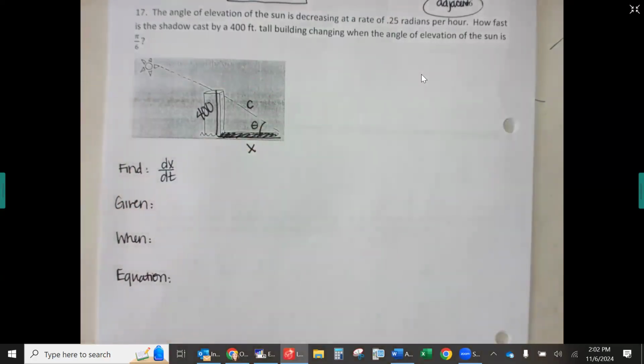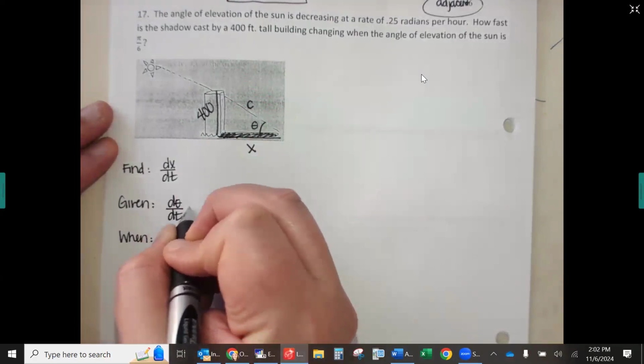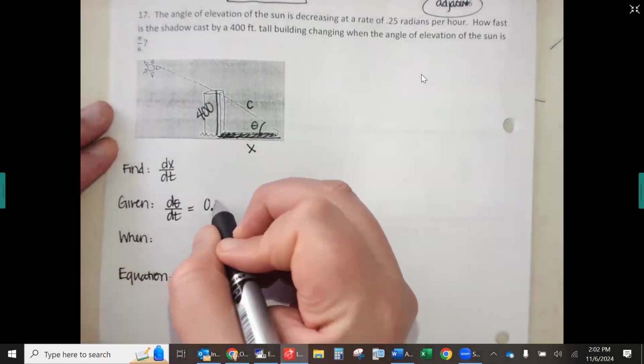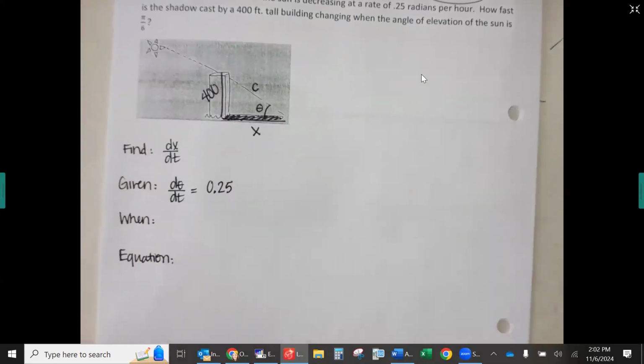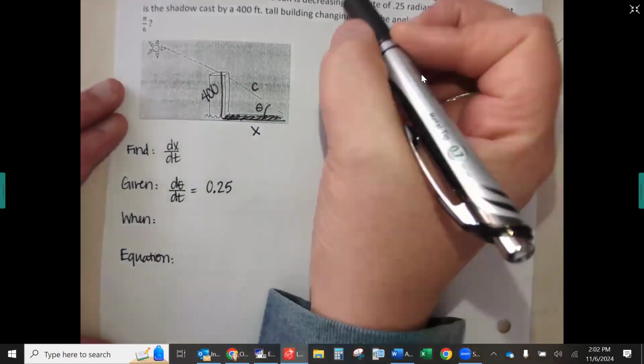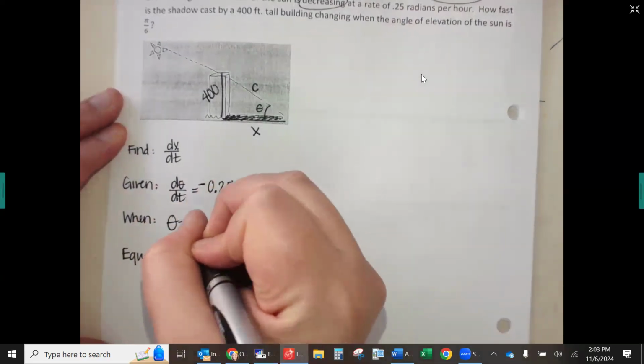Okay, what angle was I given? How fast is what changing? The angle of elevation, which would be my theta. So d theta dt. And then it says it's equal to 0.25. If you want to put radians per hour, you can. Is that correct? Negative. It says it's decreasing at a rate. So rather than the sun going up, we know the sun's going down. Then it says how fast, when the angle of elevation of the sun is pi over 6. That means that theta needs to be pi over 6.